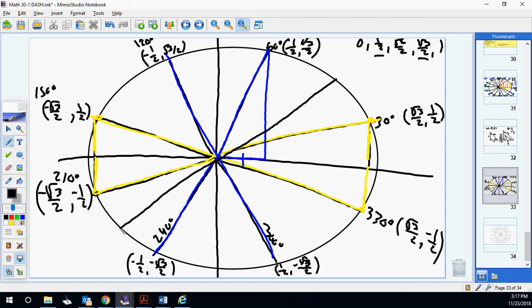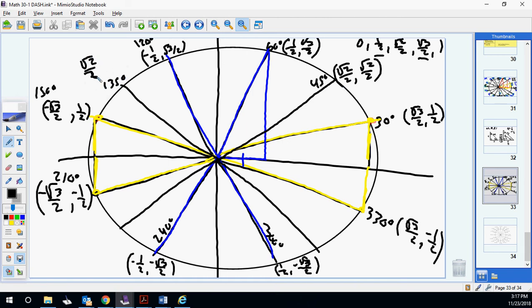45, 45, 45, and 45-ish. Okay, so here's my 45. In the positive, it's root 2 over 2, root 2 over 2. Okay, over here, my 45, this is 135. This is negative root 2 over 2 and root 2 over 2. Okay, here's my 45 in the third quadrant. So that's going to be 225, root 2 over 2 and root 2 over 2.